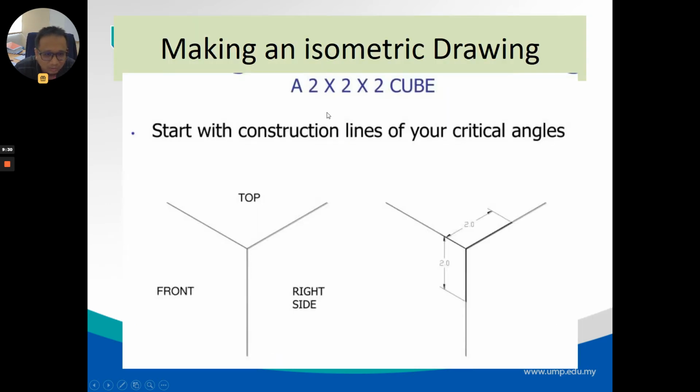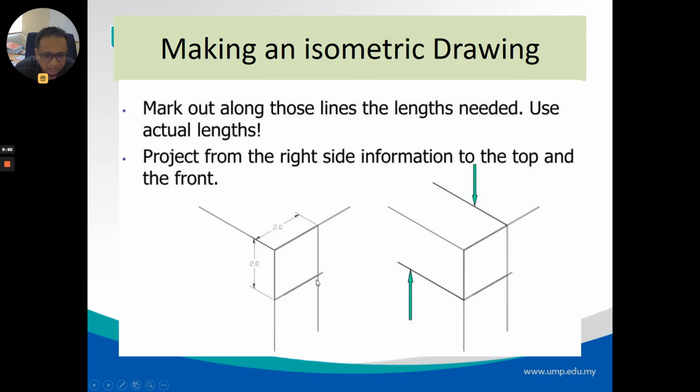So making a 2 by 2 by 2 cube, first you need to consider the front, top and the right side. So start by constructing the lines of the angle. So this is 120 degrees, 120 degrees and 120 degrees. This is an example of a cube. You take a 2 inch by 2 inch, and later on you draw the square shape. Okay, mark out the lines through the length needed. Use the actual length.